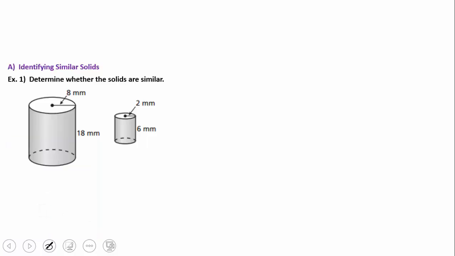So on this first one, I'm going to make a ratio because I know that if these two solids are similar, their corresponding dimensions are proportional. So I'm going to take the radius of the large one and write a ratio with the height of the cylinder. So I'm going to write 8 over 18. And I'm going to say, is that equal to the corresponding dimensions of the smaller one? So since I have the radius on top of the first one, I have to put the radius on top of the second one and then the height on the bottom. So that would be 2 over 6.